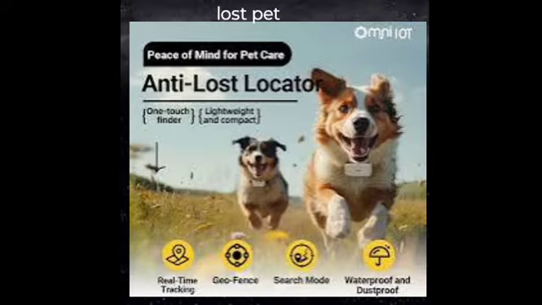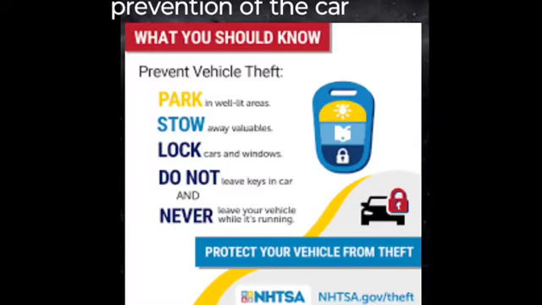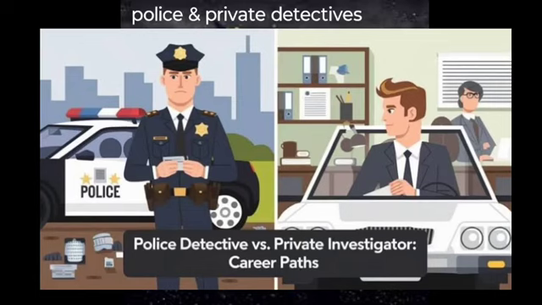4. Lost pets. If they ever get lost, searching for the pet will become a lot easier. 5. Personal emergencies. People can benefit from tracking services that include the ability to place emergency calls. 6. Prevention of car theft. By installing a tracking device on a vehicle, the location of it can always be known. 7. Hiking and camping. With a GPS device, hikers who get lost can be recovered quickly if they ever come up missing. 8. Police and private detectives.